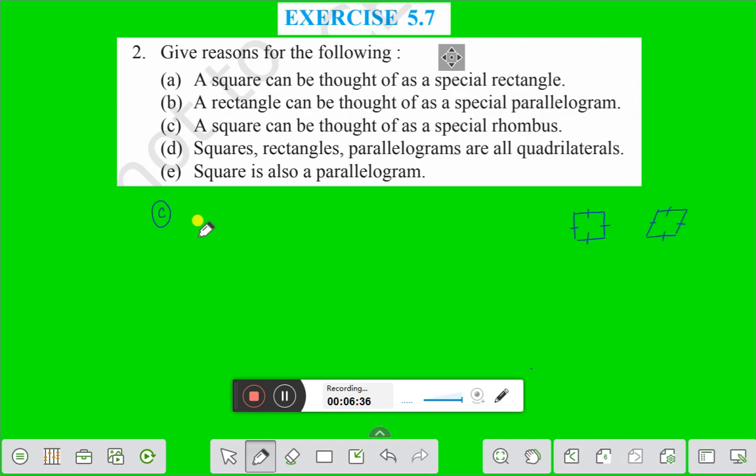Right? If all the angles of a rhombus become 90 degree, then it will be a square.